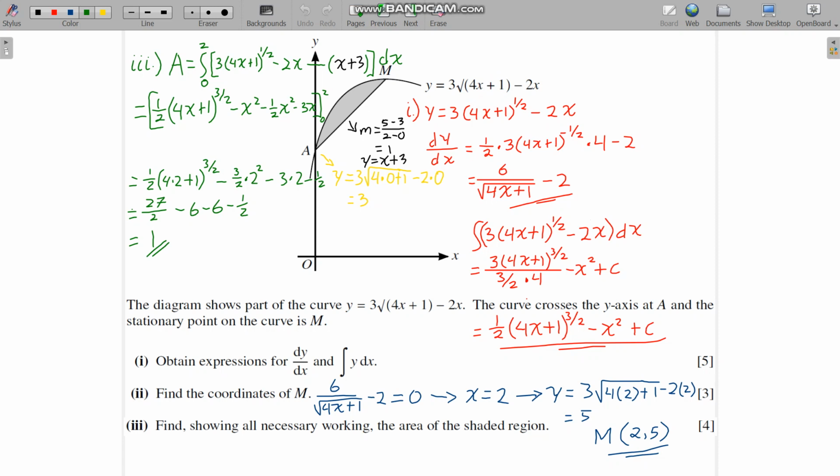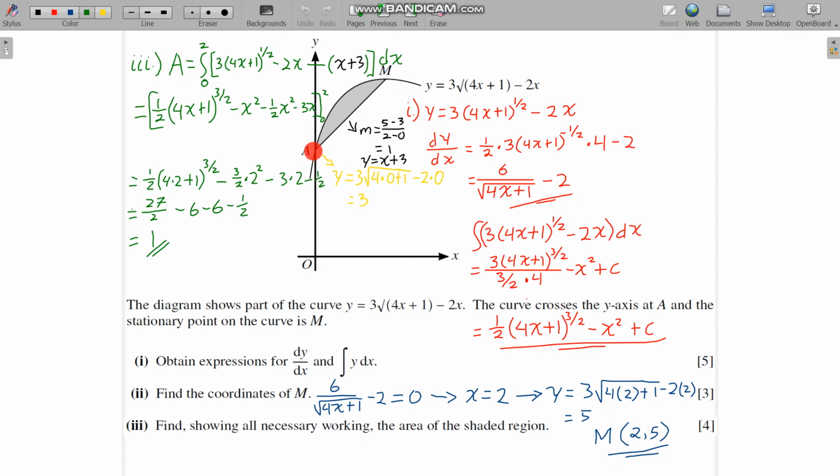So we replace this x with 0, this x with 0: 3 times the square root of 4 times 0 plus 1, minus 2 times 0, we get 3. So this is (0, 3), and this is (2, 5). You can find the gradient using y2 minus y1 over x2 minus x1, delta y over delta x. And if we know the gradient, and we know the y-intercept, we know the equation of this straight line, which is y equals x plus 3.